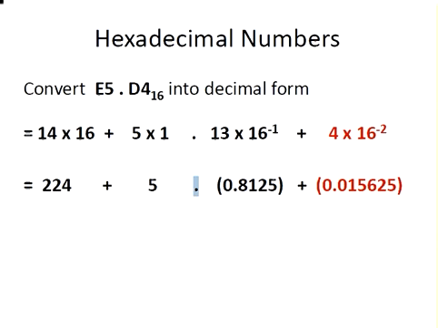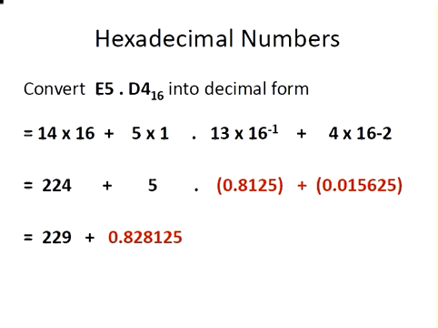Now we're going to continue on with this. I'm going to add 224 and 5, get 229. So that's the integer part of the number we're looking for. And let's get the fractional part there. What I have to do is add those two fractional numbers, 0.8125 and 0.015625.